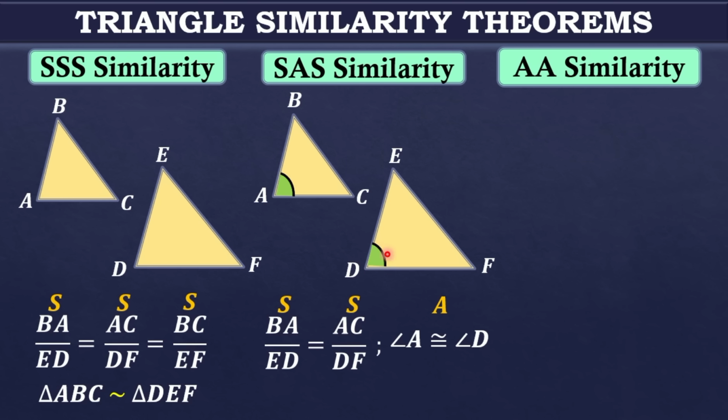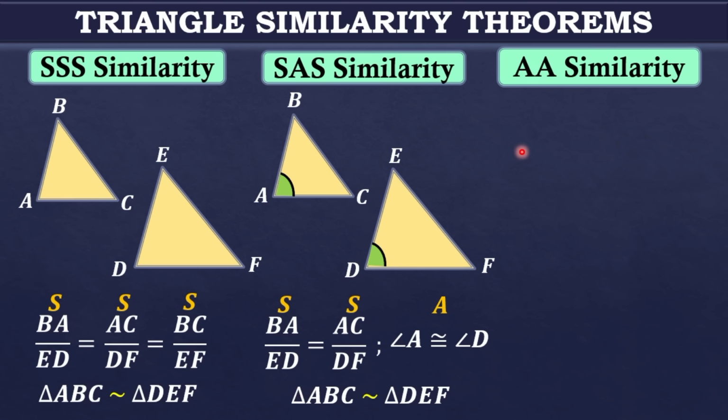Pag sinabing included, nasa pagitan po siya ng dalawang sides na proportional. Okay, so kapag meron po tayong dalawang sides na proportional at isang angle which is congruent, therefore, the two triangles are similar by SAS Similarity Theorem. So, triangle ABC is similar to triangle DEF.